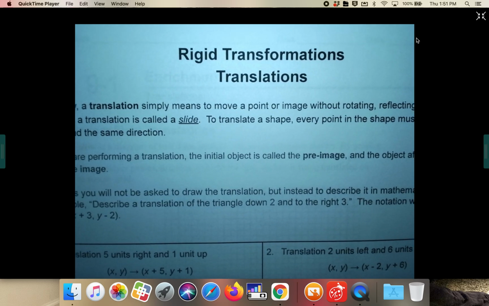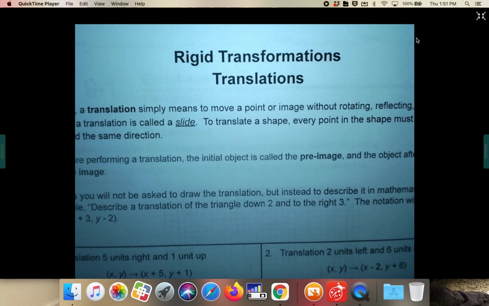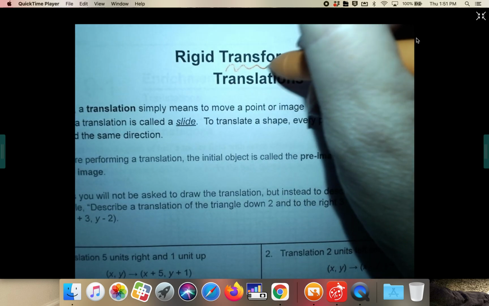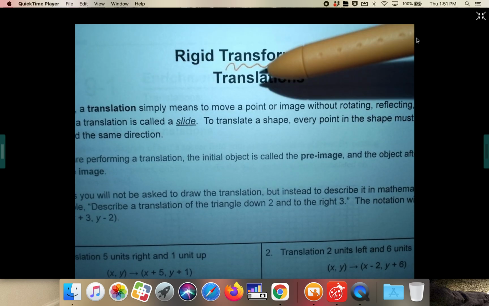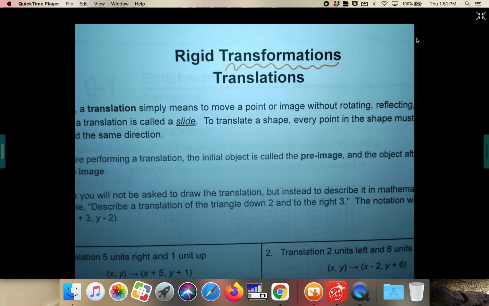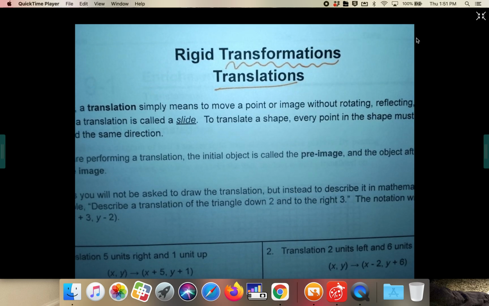Okay, in geometry, we are starting a new unit. This one is on transformations, rigid transformations to be more specific. And we'll talk about what a rigid transformation is as we go on. But for today, we're going to focus only on the rigid transformation translation.